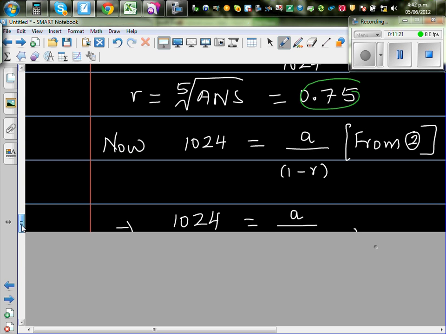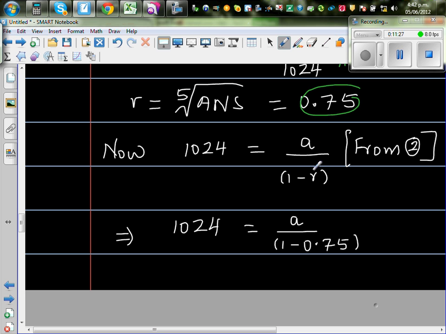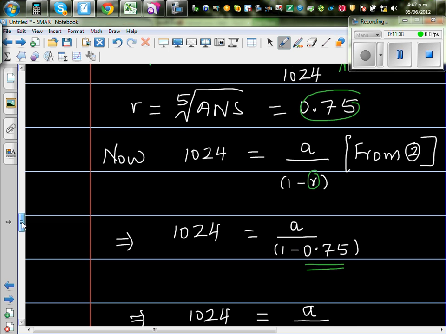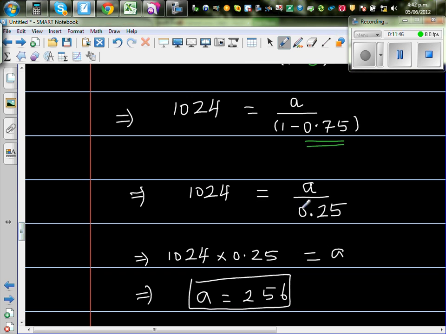So we know from 2 that 1024 is A over 1 minus r. Okay, so I know r is 0.75, so in place of r, I can put 0.75. So we can say 1024 is A divided by 0.25. Okay, and now cross multiplying, 1024 times 0.25 is equal to A.